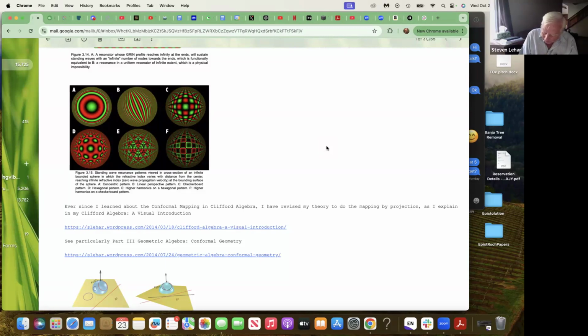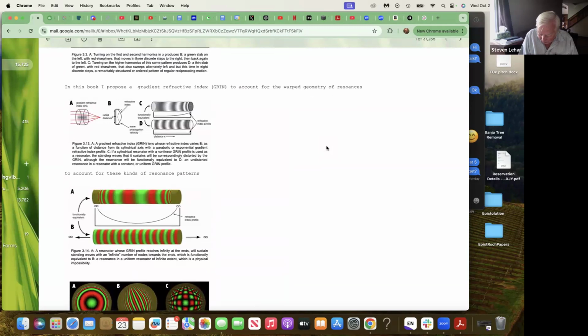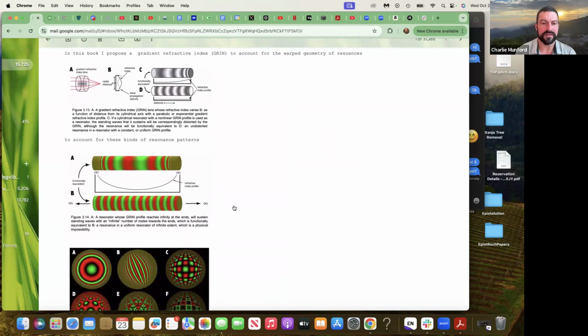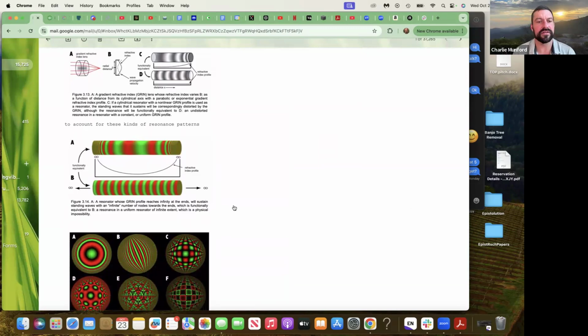Trying to find a part of my book here. Well, I can't seem to find it. Are there analog ways to build these resonance? Here it says a resonator whose grin profile reaches infinity at the ends will sustain. Well, I'm not even sure that, are there analog ways to build those?